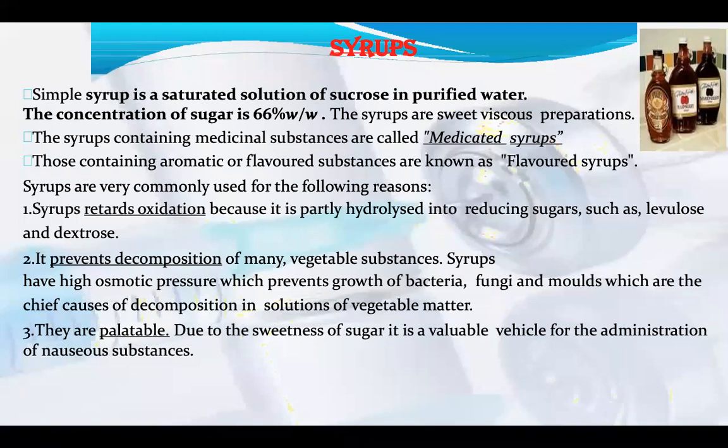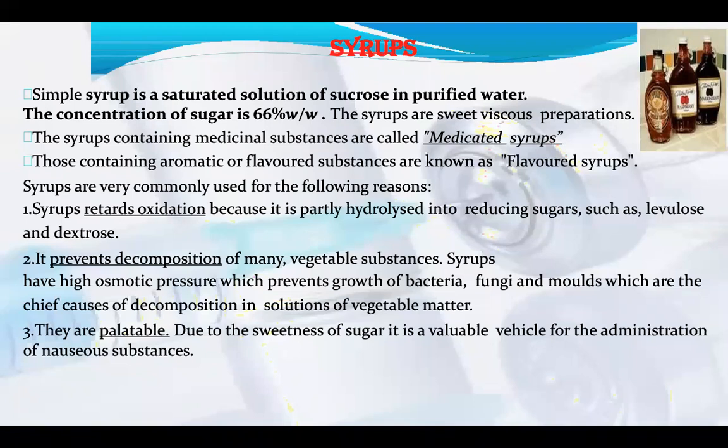Syrups are very commonly used for the following reasons, where they apply and their indications. First, syrup retards oxidation because it is partly hydrolyzed into reducing sugars such as levulose and dextrose. Levulose is a monosaccharide. You have learned about saccharides, I think, in biochemistry.